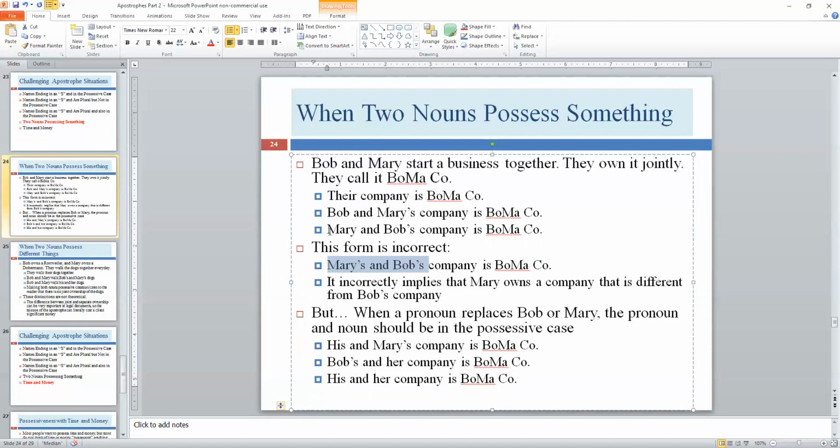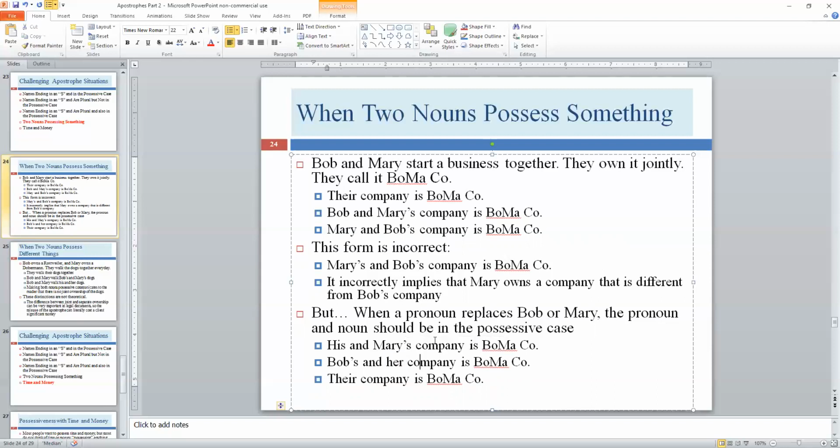You may think that because we didn't add anything to Mary up here and we didn't add anything to Bob, that when we are going to use pronouns, we don't have to add anything. And that's not true. Even though we don't say Bob's and Mary's company, we do say his and her company. Probably would have been better to say their company is Bo-Ma company. So while you don't add the apostrophe S to Mary up here, if you're referring to it down here, you're going to say her.